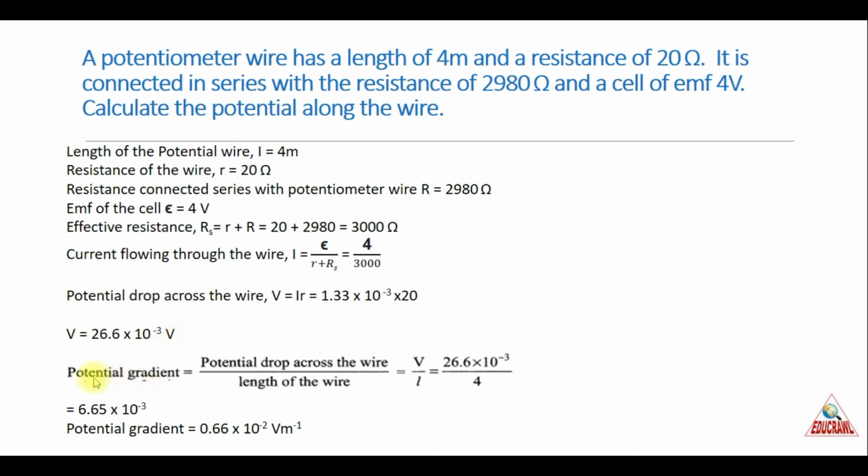Here they have asked you to find the potential gradient. Potential gradient means the potential drop across the wire per the given length of the wire, that is, the total potential divided by the length. So substituting the total potential value, which is 26.6 into 10 power minus 3, divided by 4, we get the potential gradient as 0.66 into 10 power minus 2 volt per meter.